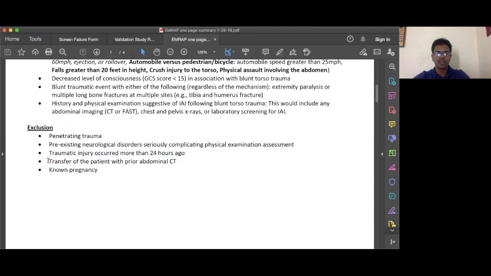The 4th exclusion criteria is transfer of patient with a prior abdominal CT. We're going to discuss this a little bit more because it tends to be a point of confusion. And the last exclusion criteria is known pregnancy.